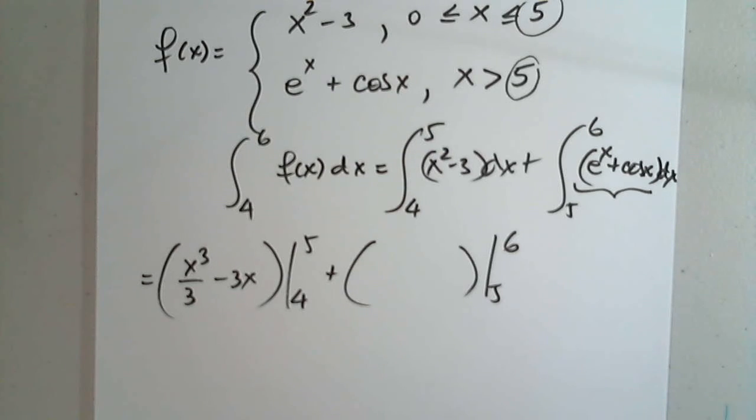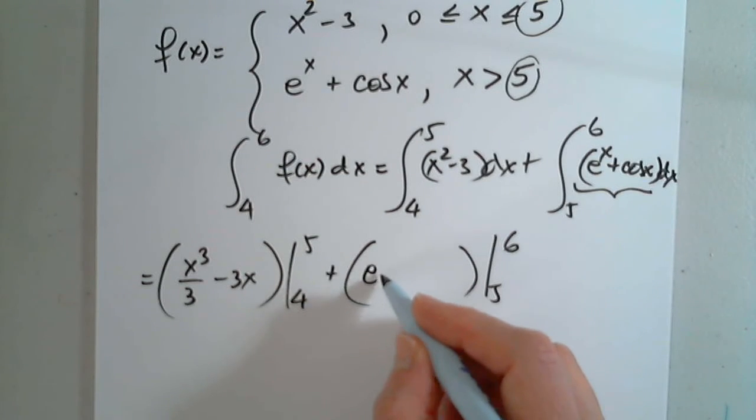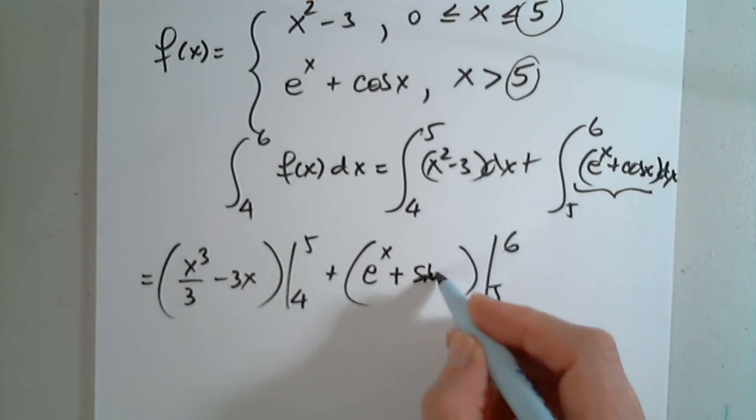So what do we get? Yes? I'm trying to read your writing. Is that e to the x plus cosine? Yes, it is. So the antiderivative is going to be e to the x plus sine x. Excellent. That's it.